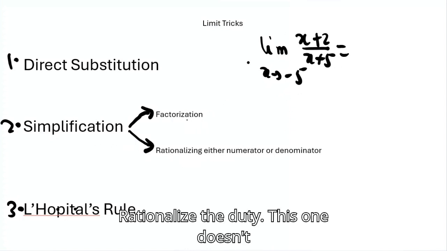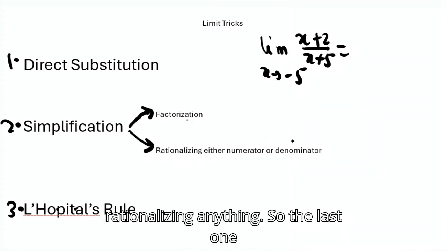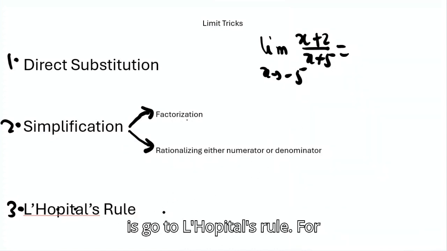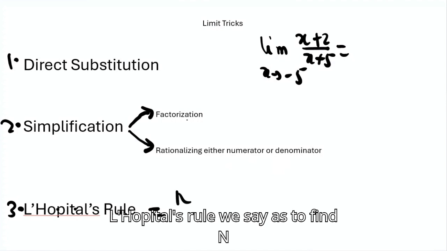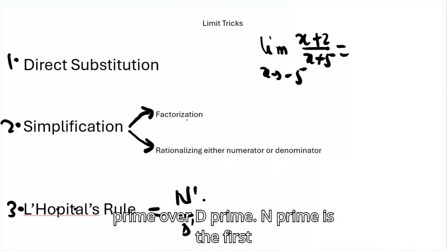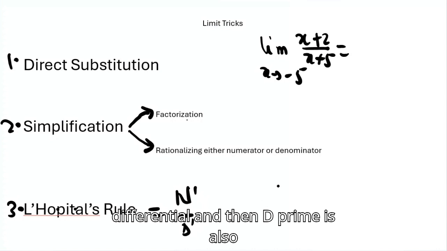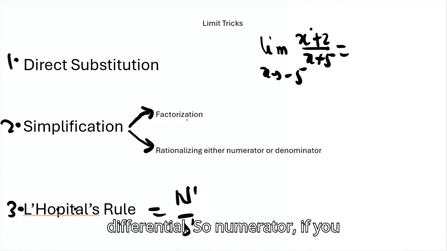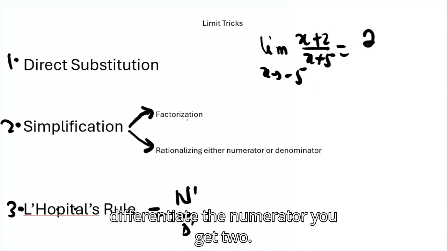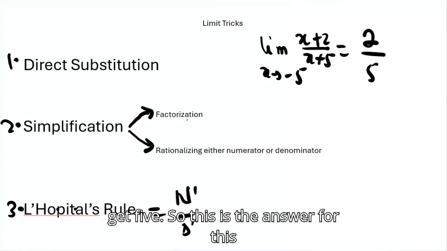Rationalize the numerator. This one doesn't contain a square root, so there is nothing to rationalize. So the last one is to go to L'Hopital's rule. For L'Hopital's rule, you have to find n prime over d prime. N prime is the first derivative of the numerator, and d prime is the derivative of the denominator. If you differentiate the numerator, you get 2. If you differentiate the denominator, you get 5. So this is the answer for this particular problem.